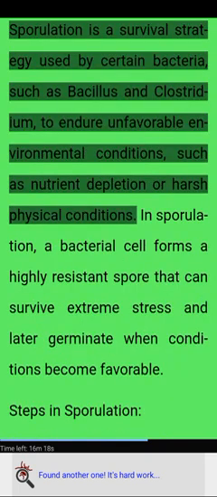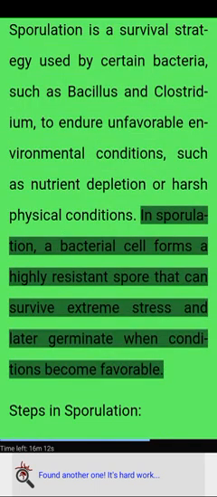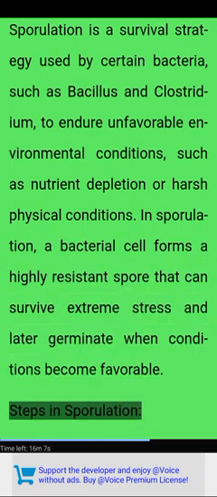Sporulation is a survival strategy used by certain bacteria, such as Bacillus and Clostridium, to endure unfavorable environmental conditions, such as nutrient depletion or harsh physical conditions. In sporulation, a bacterial cell forms a highly resistant spore that can survive extreme stress and later germinate when conditions become favorable. Steps in sporulation.